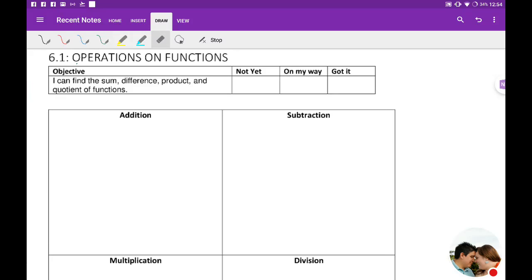All right, so chapter 6, our first section's on operations on functions. What we're going to do in this section for the first day is add, subtract, multiply, and divide functions. This is something that we have already learned in chapter 5 and 5.1, but the difference is in 6.1 we are going to introduce new notation to show you that. So here is what that looks like.